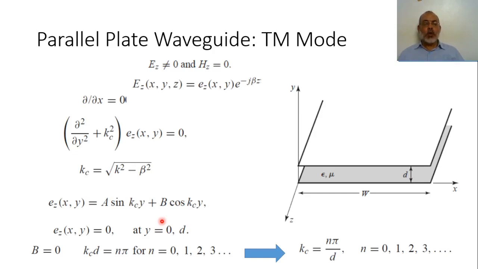So we are going to call this the n mode. So the value of kc in this case would be n pi over d, where n equals 0, 1, 2, 3, and so on. So we have mode 0, mode 1, mode 2, mode 3. We have different modes which can propagate inside this parallel plate waveguide and satisfy the boundary condition.